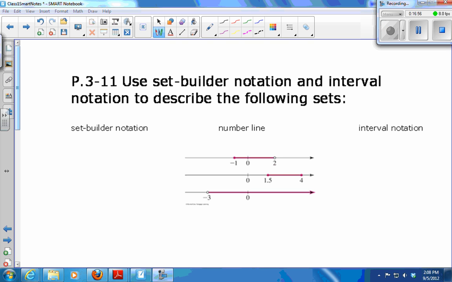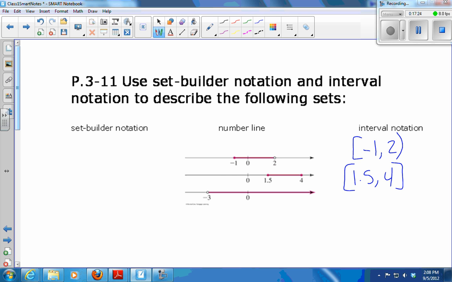So let's see. The interval notation is the easier one, I think. It's a little quicker, so we'll do that one first. For this one, I'm going from -1 to 2, all the numbers between -1 and 2. I'm including the -1 and not the 2, so I go square bracket, round bracket. And then this one goes from 1.5 to 4. So I put 1.5 comma 4, and I'm including both endpoints, so they both get square brackets.